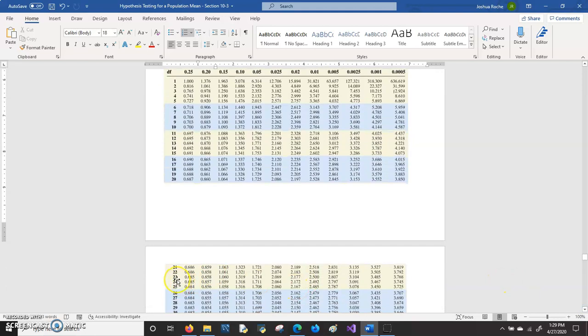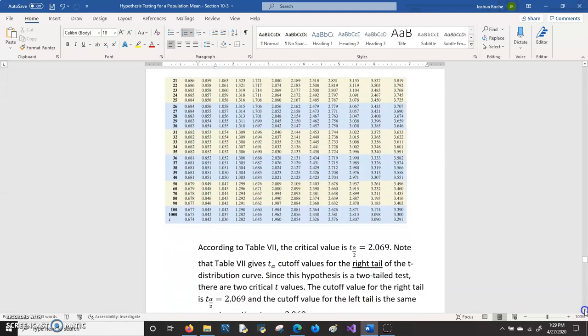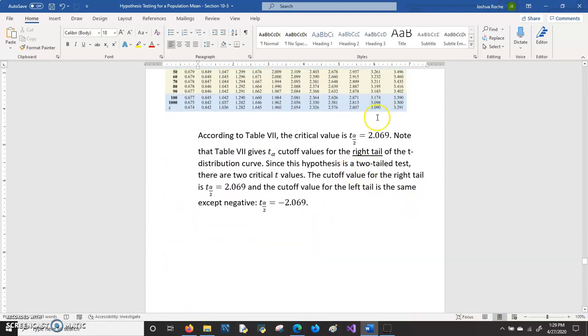Here's 23 degrees of freedom. And a tail area of 0.025, that's right here. We'll see where they line up. They line up at 2.069, and that's the cutoff for the right tail.